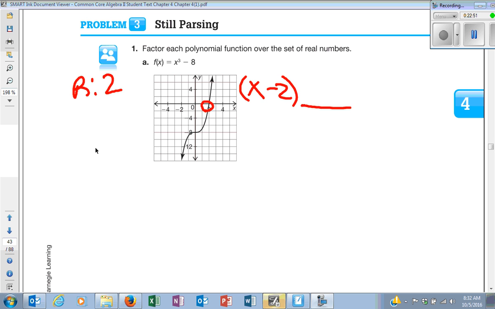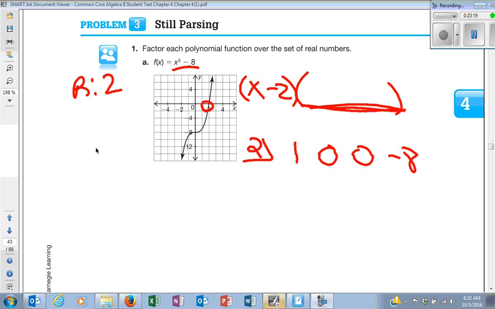X minus 2 times something would get me to this. Well, how do I figure out what this something is? What did I teach you in the last couple sections? How can we do division? Long division or what? So couldn't I do synthetic division to get my other bubble over here? Meaning I go, okay, my root is 2. I know I've got 1, 0, 0, negative 8. And it should go into it perfectly, correct?